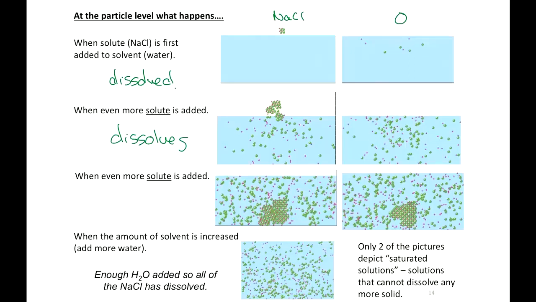Now let's push it to the extreme. Let's add so much solute, so much solid, that what is different about this picture than the rest of them? There's this hunk of solid at the bottom that doesn't dissolve.